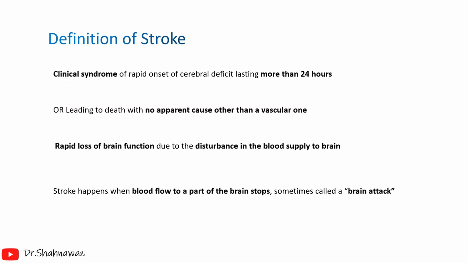What is the stroke? Actually, when there are cerebral changes to our brain, to our body, we see the rapid onset of things like the patient is not able to speak, or there are changes to his eyes, and that occurs for more than 24 hours. We see that there is stroke, and stroke is leading to death, and there will be no apparent cause other than vascular, like we will have the blockage of the arteries. In that case, the cerebral arteries may be blocked.